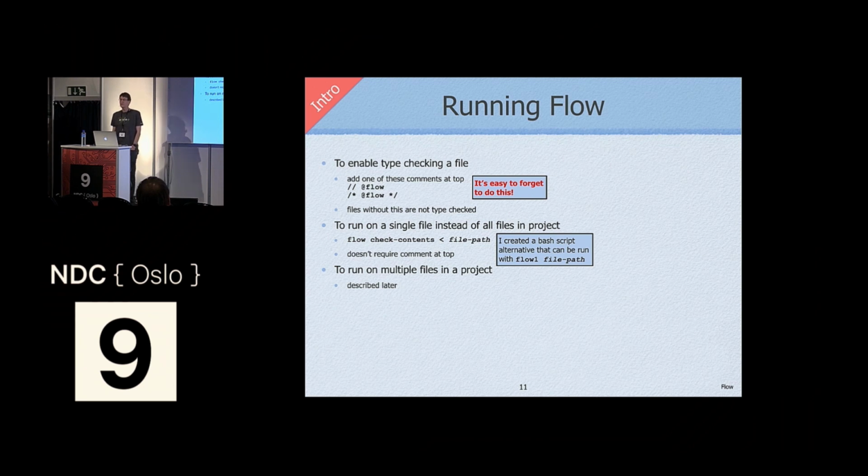So then when you want to use Flow, remember I said you have to annotate your files to let it know which ones should be type checked. And you have to do that by adding a comment at the top.